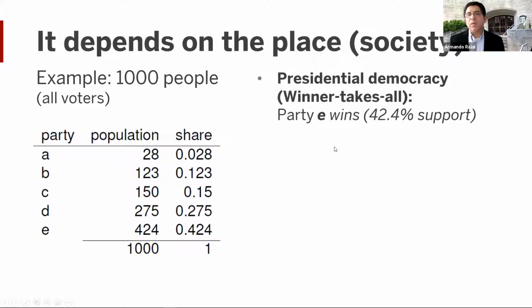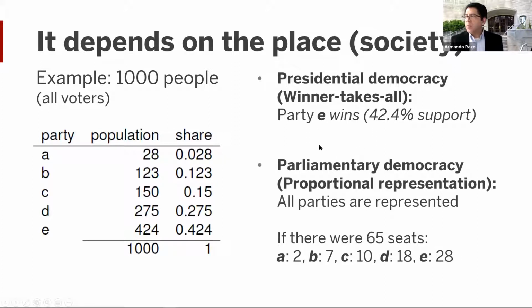Now, this is not the only way to run an election. Parliamentary democracies use another principle, the principle of proportional representation. And the guiding idea here is that you count the votes, you calculate the proportion of support for the different parties, and you accommodate the parties. So let's assume here that there are no thresholds. So anyone who gets a positive vote, at least one vote, gets to be part of the government. So suppose you had 65 seats, a simple legislature with 65 seats.